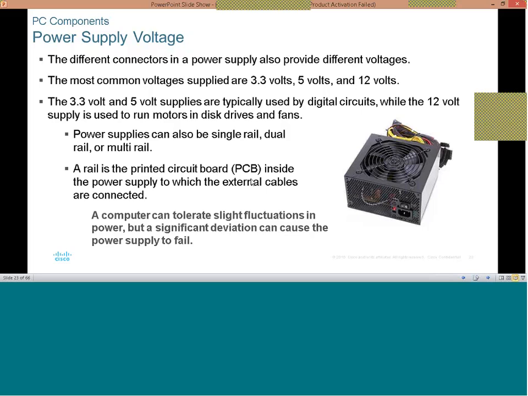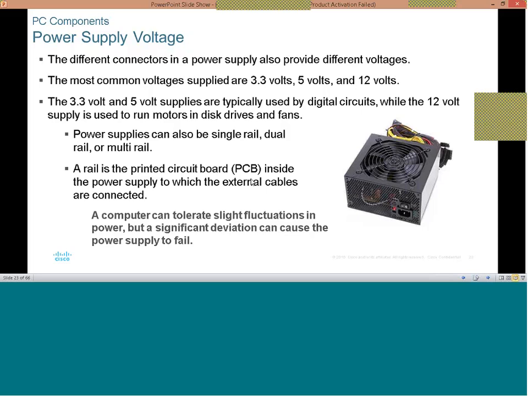Okay, so a rail is a printed circuit board inside the power supply to which the external cables are connected. The rail is more or less like a bus line, the part through which the power signals actually pass. So what we're saying is that it could be of different forms. It could be double, it could be single, it could be multi-rail. These are the pathways that the power signals will pass through.